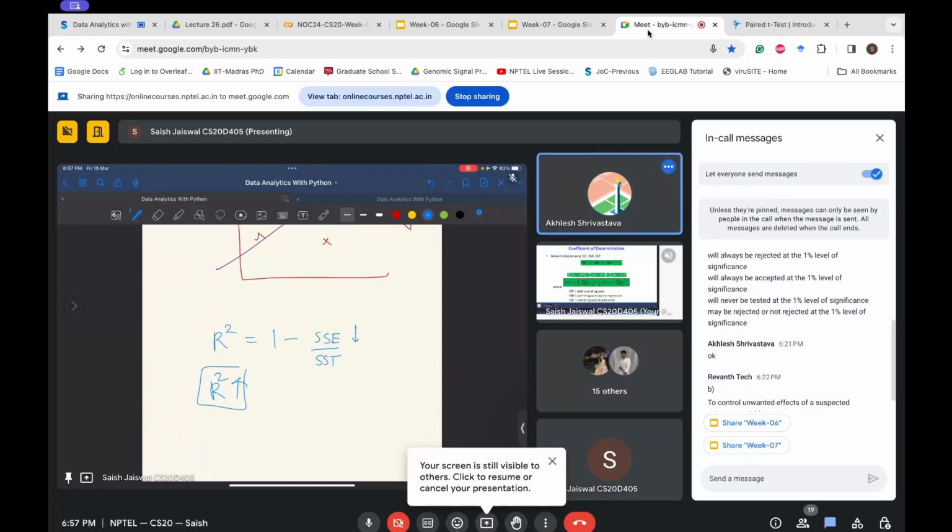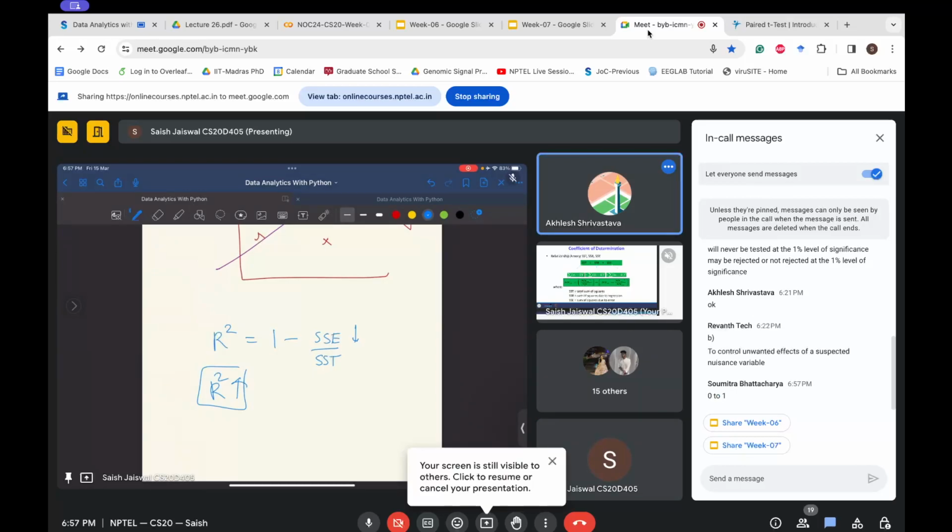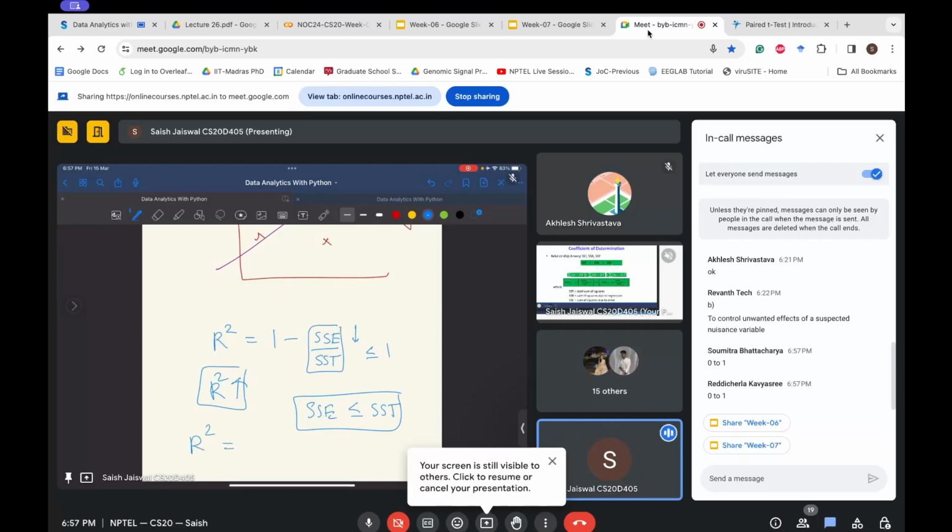Plus minus 1. Will it be minus 1? SSE is always less than or equal to SS total, so this particular value over here will be less than or equal to 1. So the value of r square will be between 0 and 1.